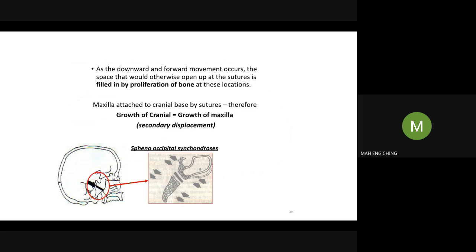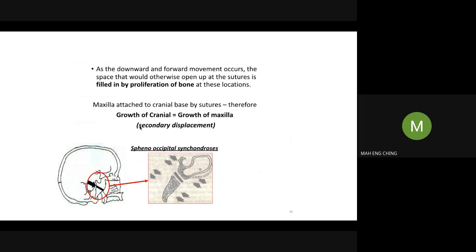So as the downward and forward movement occur, the space that would otherwise open up at the suture is filled by the proliferations of the bone at this location. So you see the bone is joined together. Even though your maxilla and mandible move downward and forward, they must still be attached to the skull. So this separation must be filled up by the new bone. Otherwise, the whole maxilla and mandible will detach from the skull.